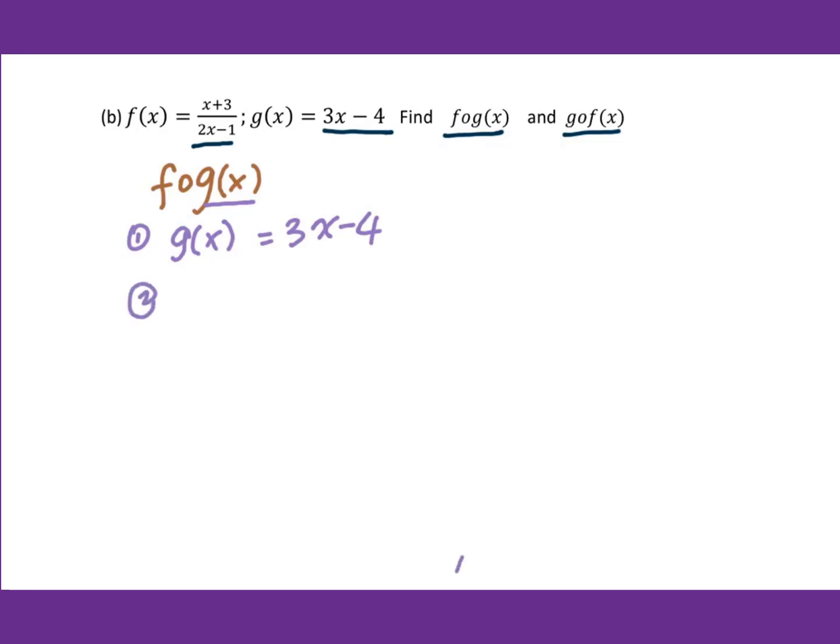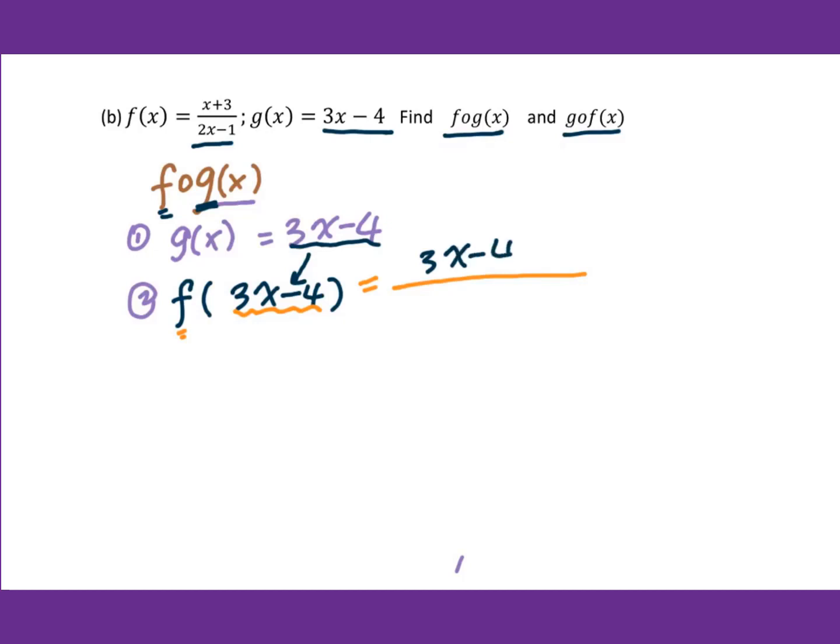Second step, we go to f of this value, because after this g, we go to this f, 3x minus 4. For every single x in f function, turn into 3x minus 4. So we got 3x minus 4, then plus 3. Then we have 2 times 3x minus 4 minus 1. So every single x in f function turn into 3x minus 4.